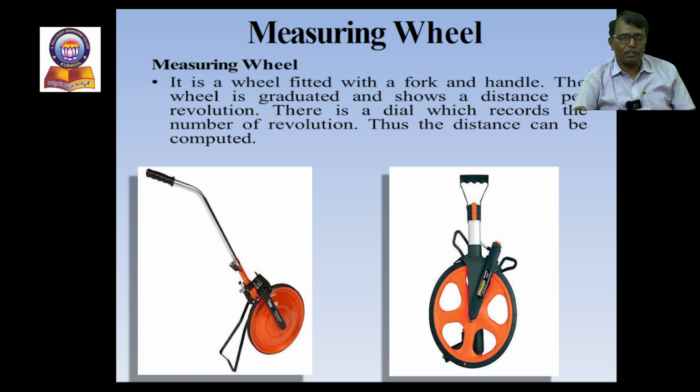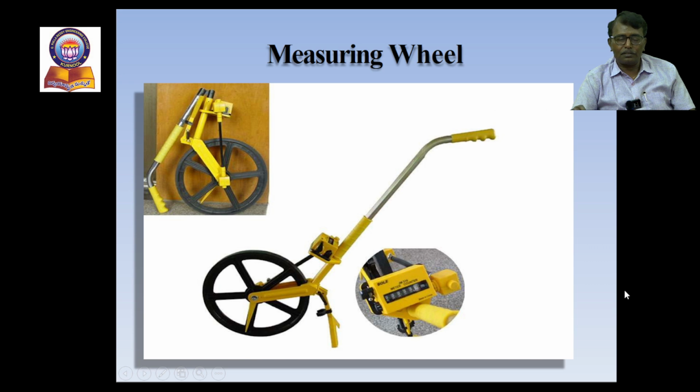Most probably, the perimeter of the wheel is kept as 1 meter or 1 yard, so that the counting machine counts the number of revolutions, and multiplied with 1 meter it will give the total distance. So this is another example. Here you can see that the number of rotations will be recorded.